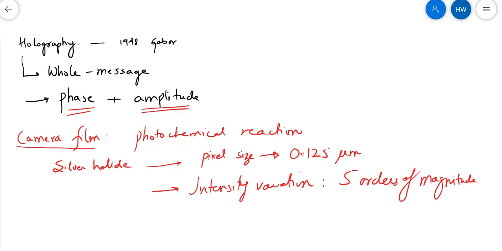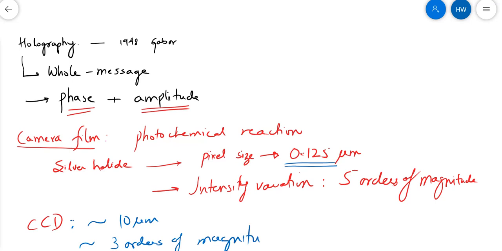Now, just as information, if you look at our typical CCD cameras, the typical pixel size would be about 10 micrometers in contrast to 0.125 microns there. And the intensity variation will be only about 2 to 3 orders, maybe 3 orders of magnitude sensitivity to variation in the intensity. So that's the kind of numbers that one is looking at. So really, the films actually do better, but of course, it involves a lot of processing. All right. So let's come back to the hologram.